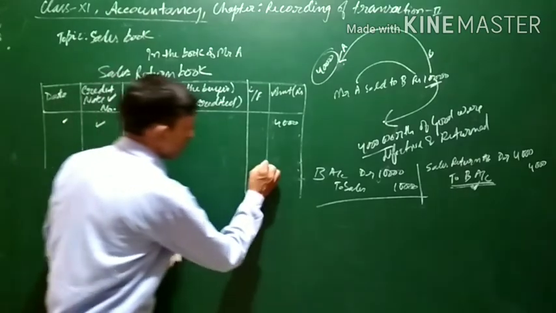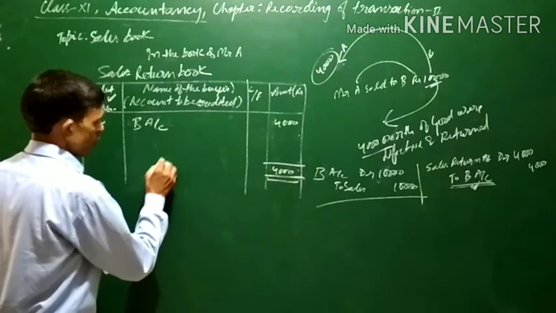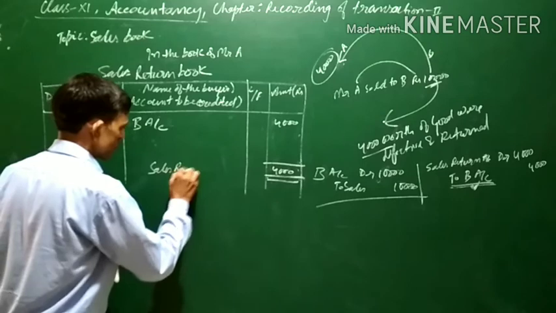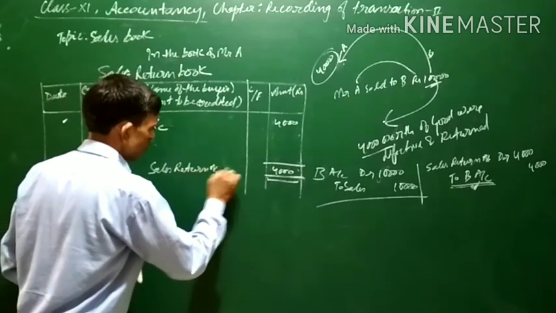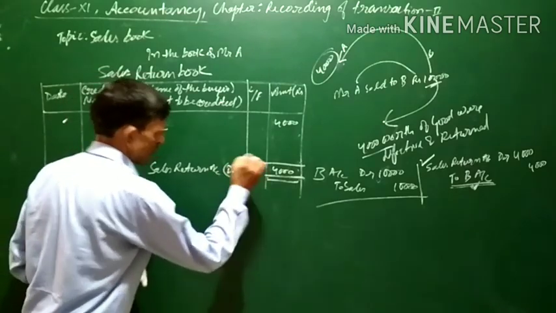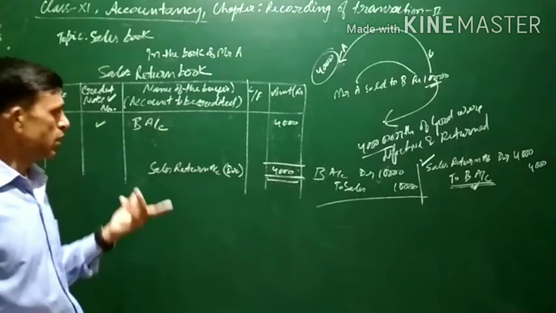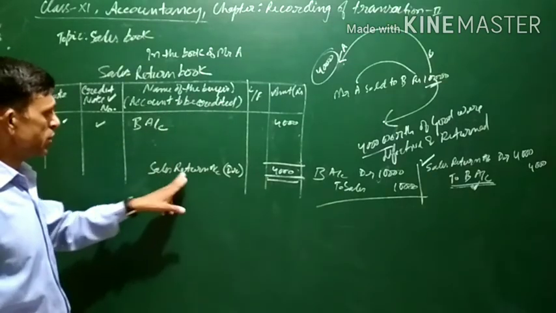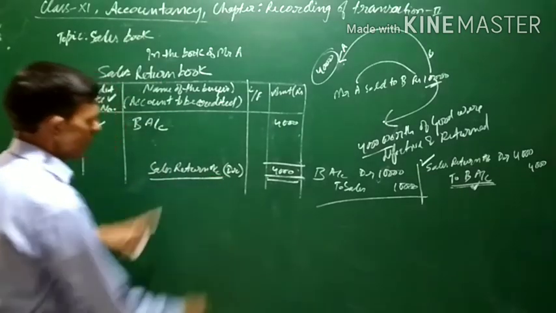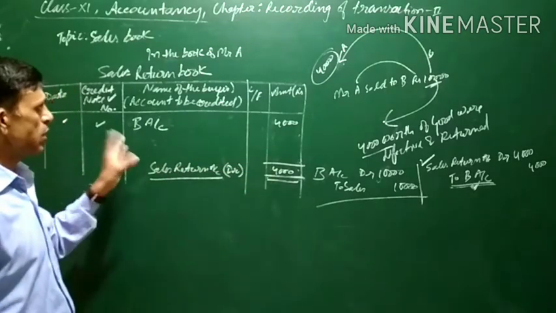Again, the total of this will be transferred to where? The total of this will be transferred to the sales return account. And the sales return account is what? It is debited. So it will be written as sales return account debit 4,000. After a certain period of time, generally weekly or monthly, the balance of the sales return book will be transferred to the sales return account, and the sales return account will be debited with whatever amount is appearing in the sales return book.